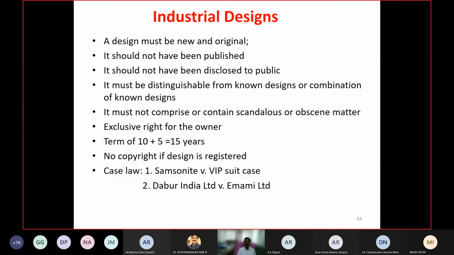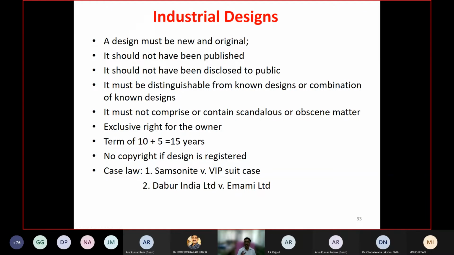What is the duration? That's what the TRIPS Agreement Article 26 talks about. The minimum duration of 10 years protection has to be given. So in India, the first duration is 10 years after registration. If re-registration happens, the extension can be done for another 5 years. So technically 15 years protection is given for industrial design.